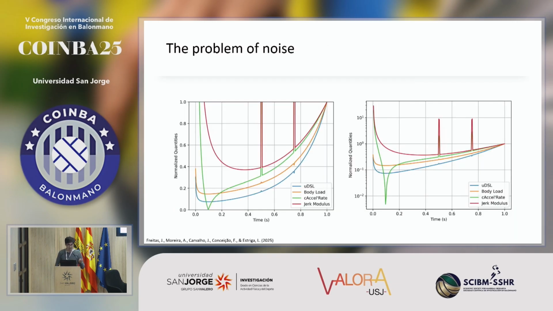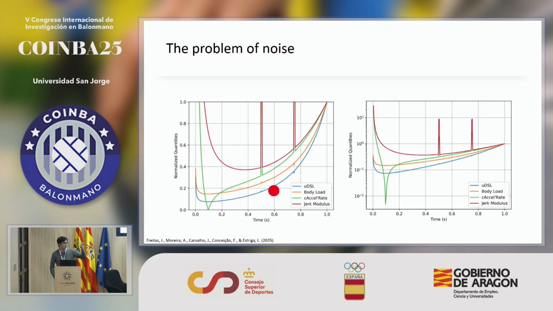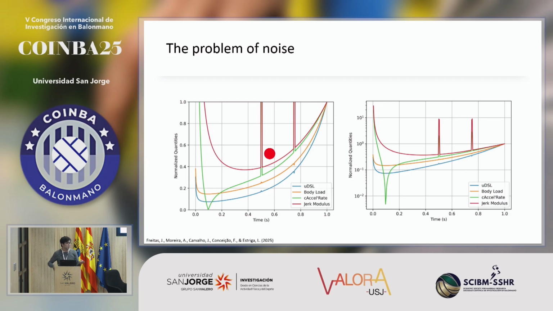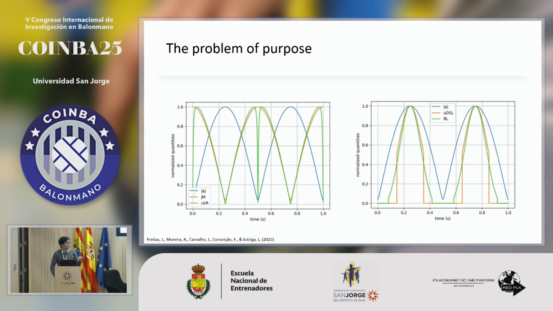Then the problem of noise. We notice here that we put in a small noise, as you can see here. It is these peaks. And we notice that the change of acceleration metrics, the jerk modulus and accelerate, are very sensitive to the noise created, because if we derive the acceleration, we amplify the noise that is in the accelerations. The body load and dynamic stress load deal well with this problem.